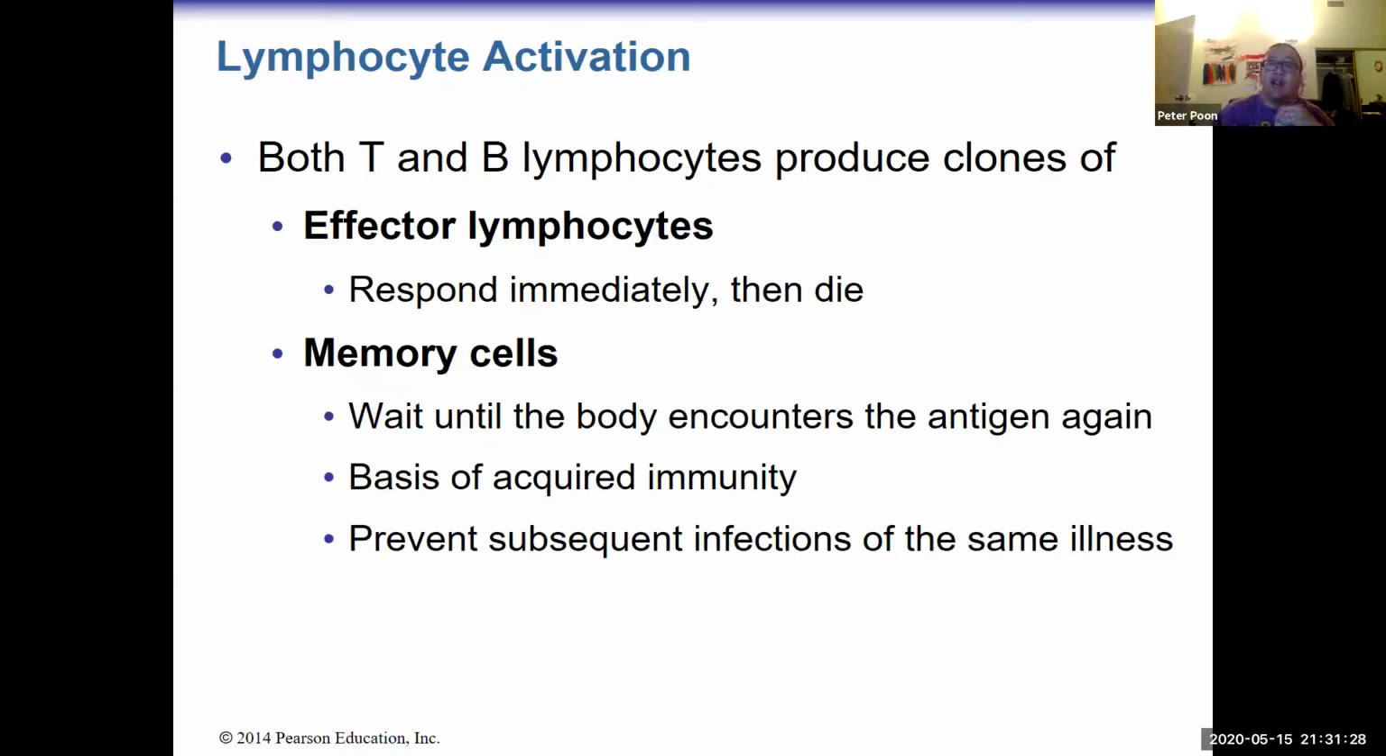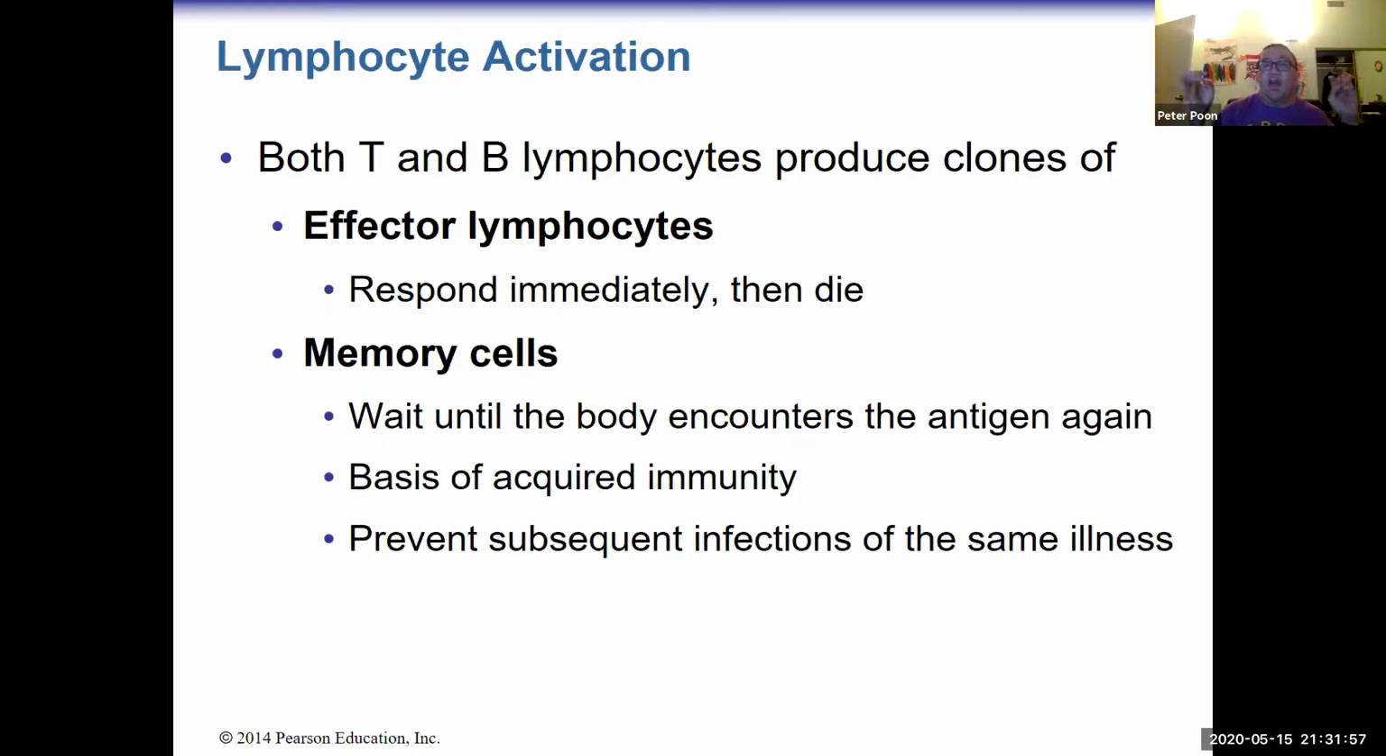About 10% of the cells become memory cells. Memory cells do not do anything the first time around. They just go into your lymph nodes and hang around. They don't do anything, but the memory cell is like a lymphocyte with a hair trigger.